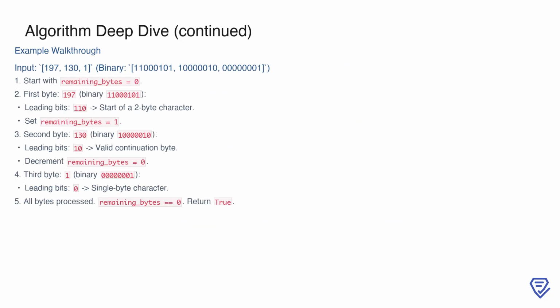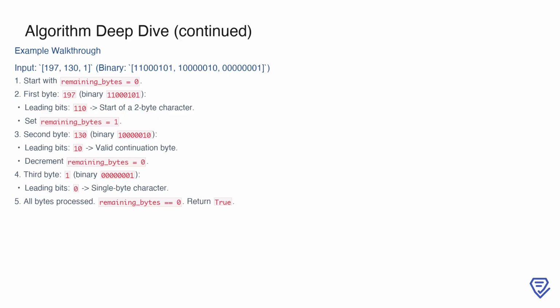Let's examine an example with input 197, 130, 1, which translates to binary 11000101, 10000010, 00000001. We begin with remaining_bytes set to 0. The first byte, 197, has leading bits 110, indicating the start of a 2-byte character. We set remaining_bytes to 1.